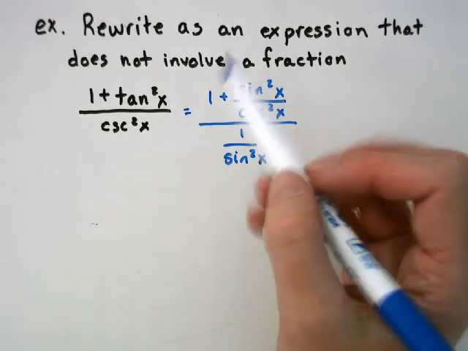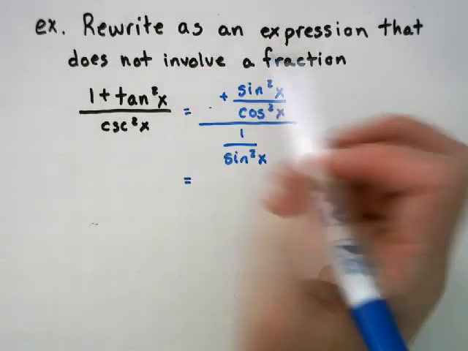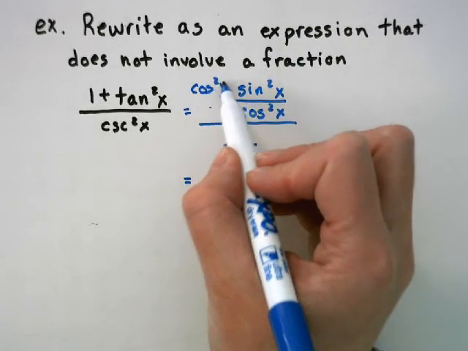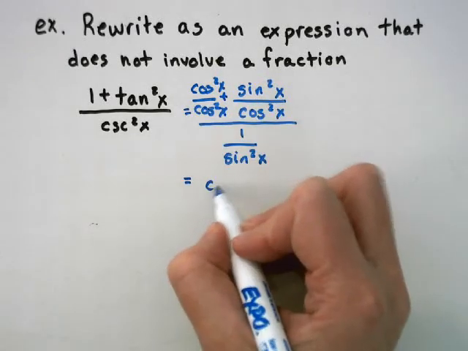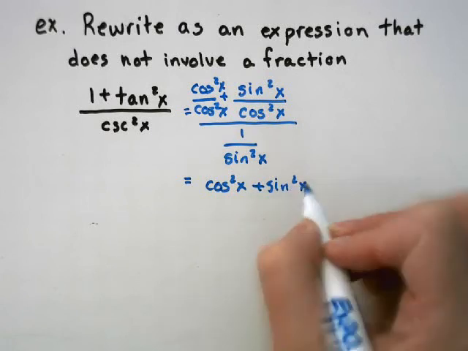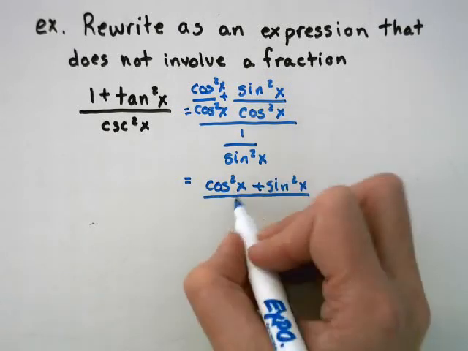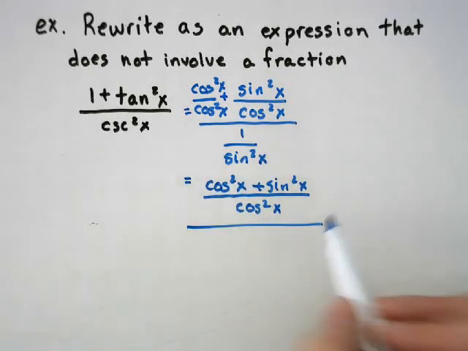I'm going to get a common denominator up here. So this 1 is going to become, I'm just going to go ahead and replace it here, cosine squared over cosine squared. So when I add those, we get a cosine squared x plus sine squared x over cosine squared x all over this.